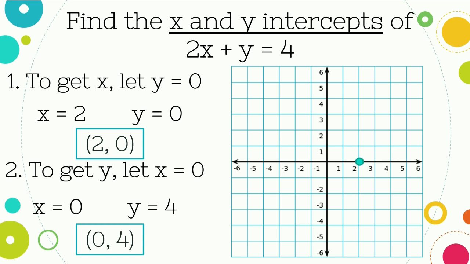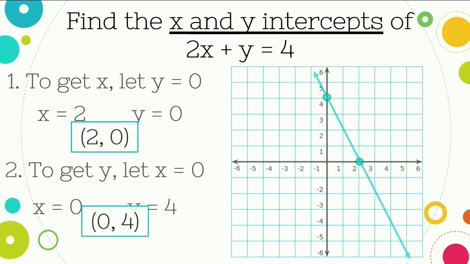So this will be (2, 0). Our x is 2 and then y is 0. Kaya siya nasa x-axis lang. Kasi x lang yung may value. Si y ay 0 na. So hindi siya magra-rise. And then, second point, we have (0, 4). So start ka kay 0. And then, ang y mo ay 4 kasi walang value si x, therefore nasa y-axis ka. Connect the 2 points and that will be the graph of 2x plus y equals 4.